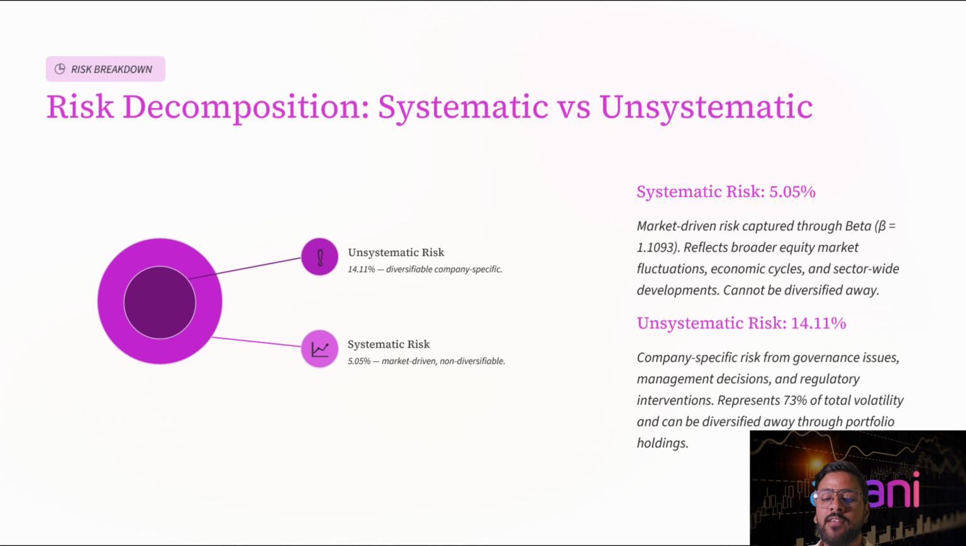Our major findings are: majority risk is company specific. Two similar crashes gave opposite returns. Market risk rewards investors. Governance risk punishes investors. Mathematical models cannot capture reputation shocks.